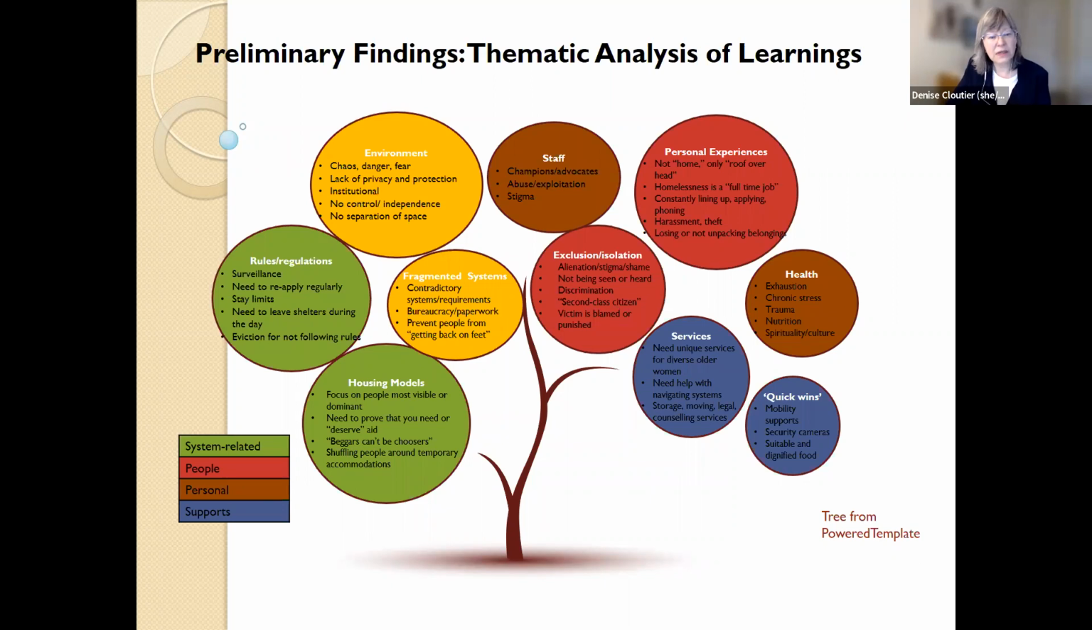So we've kind of used a tree theme a lot at this point in our analyses, thematic analysis, divided it up into system-related factors, individual people factors, personal factors, and system supports. And I'm not going to take you through all this, but it just was a way for us to capture the themes that we were finding and try to convey them in sharing the stories of the women with one another in this case.